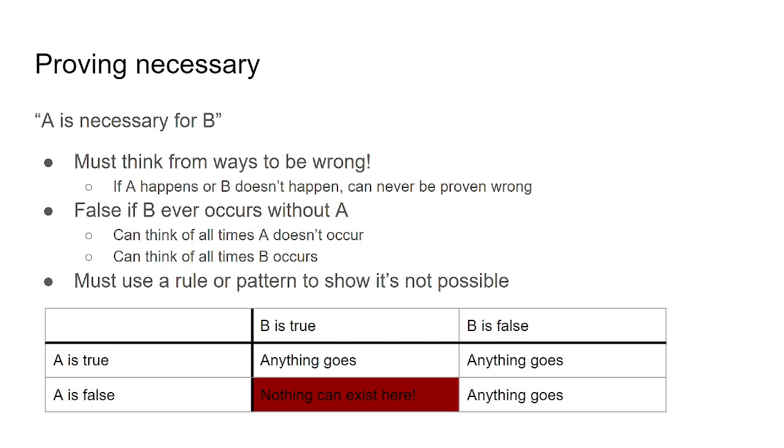But if A is true, no matter what happens with B, it's always going to be consistent with the statement. And if B is false, no matter what happens with A, it will always be consistent with the statement. The statement can never be proven wrong. So you don't want to test cases where you know A is true, and you don't want to test cases where you know B is false, because no matter what the outcome is, it's always consistent with the necessary statement. So it doesn't provide any support for the statement, even though it's consistent.